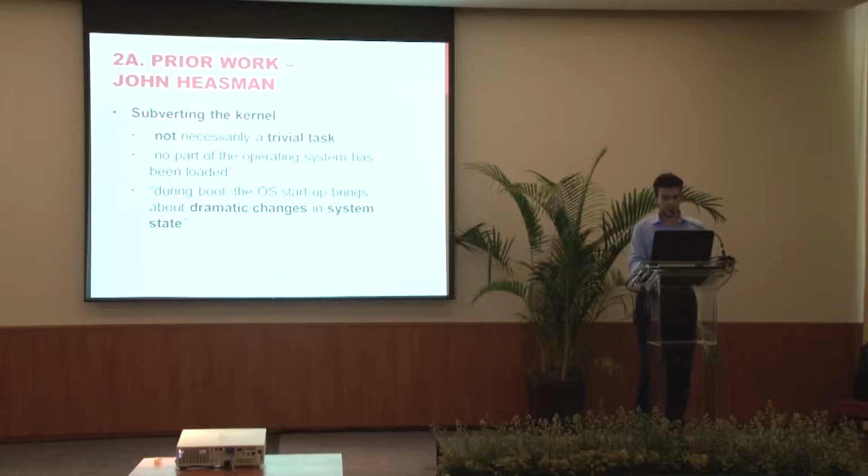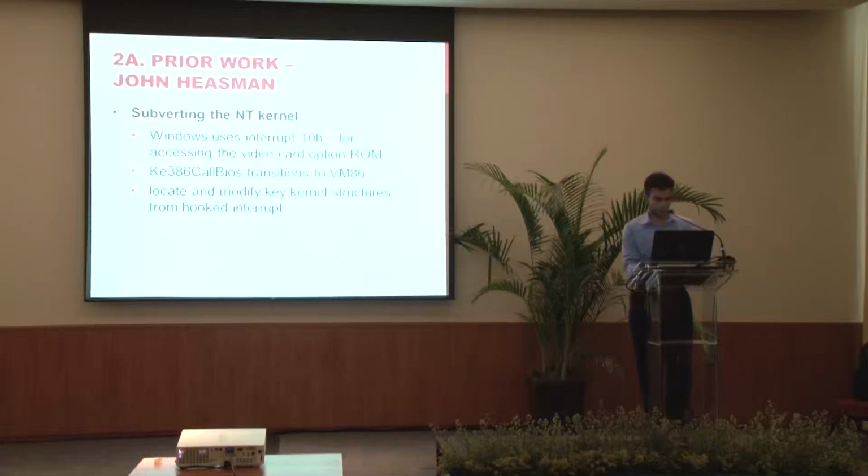Now he further went on to how to subvert the kernel if you've got a malicious option ROM. He described it as not necessarily a trivial task. He says no part of the operating system has been loaded when the option ROM initialization is happening. Then during boot, the OS starter brings about dramatic changes in system state. On x86, this happens with a change from real mode to protected mode, then initialization of paging, and further on, you can switch to long mode if your CPU supports 64-bit.